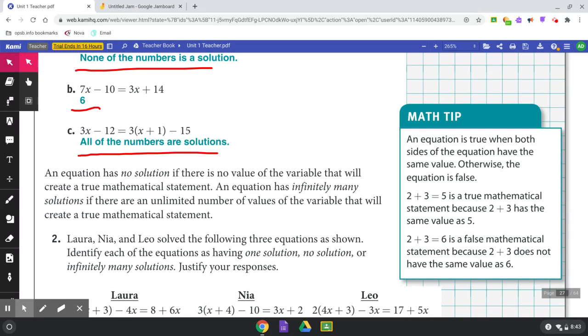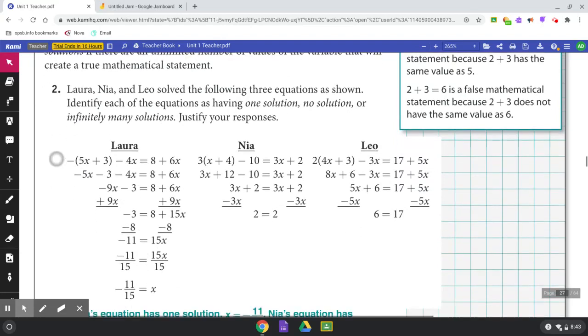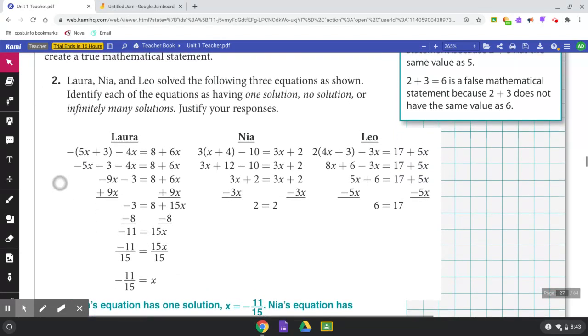An equation has no solution if there is no value of the variable that will create a true mathematical statement. An equation has infinitely many solutions if there's an unlimited number of values of the variable that will create a true mathematical statement. All right, so number 2, Laura, Nina, and Leo solve the following 3 equations as shown. Identify each of the equations as having one solution, no solution, or infinitely many solutions, and justify your response.